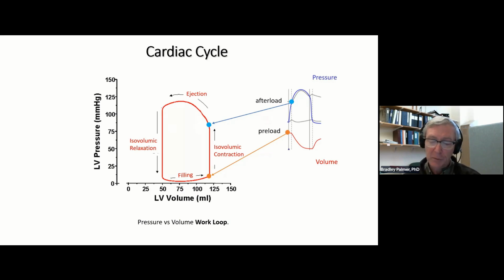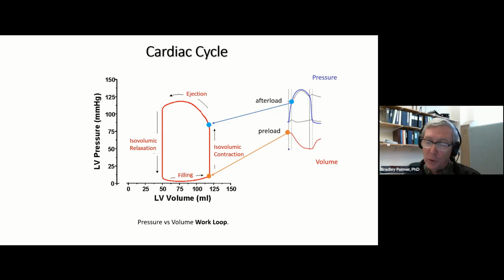The relationship between pressure and volume is often visualized by this phase diagram where the pressure is plotted against volume, and the four phases of the cardiac cycle can be seen as the sides of a closed loop. This loop is called a work loop because the area within the loop defines the mechanical work produced by the pumping action of the ventricle.